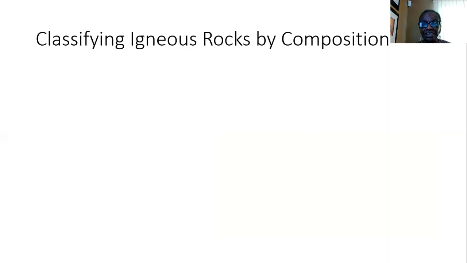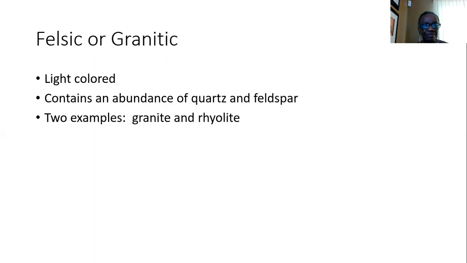And that takes care of texture, which had to do with the cooling rate. We can have coarse grain, we can have porphyritic, we can have fine grain, medium grain, we can also have glassy. And there are other types of textures too, but these are the ones that we have mentioned. Now, when we classify the igneous rocks by composition, that has to do with the minerals that make them up. So we're going to talk about 3 different ones: felsic, or granitic.